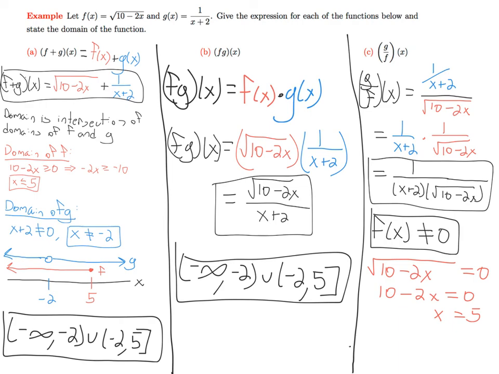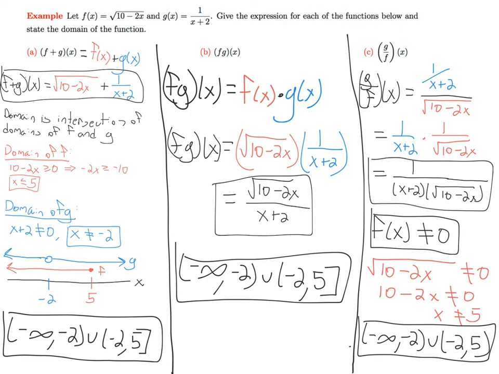Okay, so since the value x equals 5 makes the denominator, makes f equal to 0, we also need to exclude this value. So this value we need to get rid of. We don't want values of x that make the denominator 0. So in addition to the domain that we had for the combination of these two functions, we now need to get rid of this value 5. So that gives me an interval of minus infinity to minus 2 union minus 2 up to, but now excluding x equals 5. So there would be our domain.